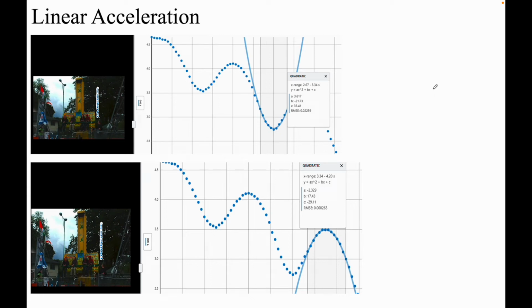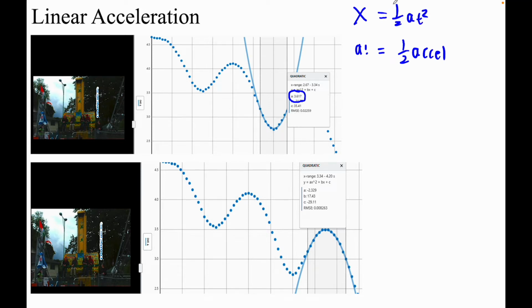For the linear acceleration rides, what we do is a video analysis to figure out what the acceleration is from the motion of the ride. We do that by using the quadratic fit. We know that the A coefficient is half of the acceleration. And this is because what? This is a graph of the position, and we know that x is 1/2 at squared, right?